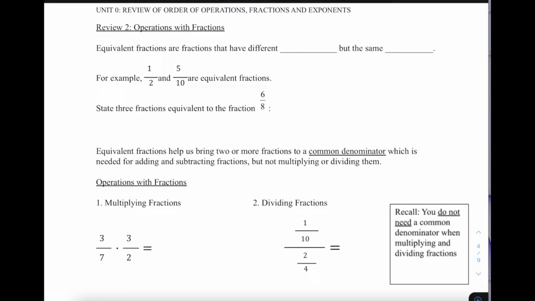Everyone, and welcome to Review Lesson 2. We're going to be talking about operations with fractions.